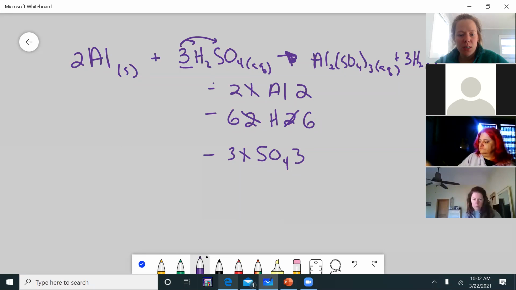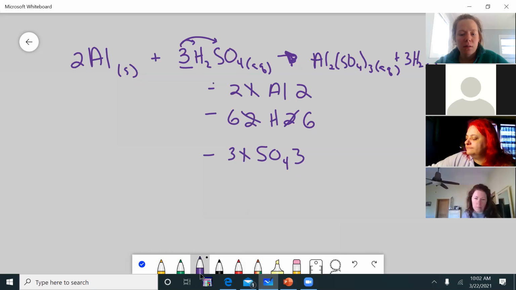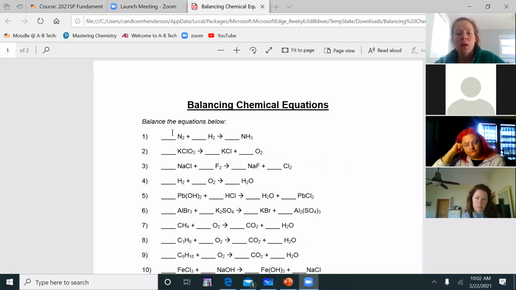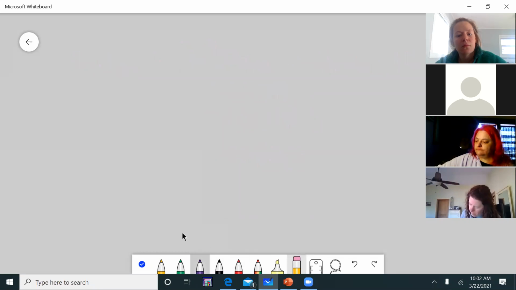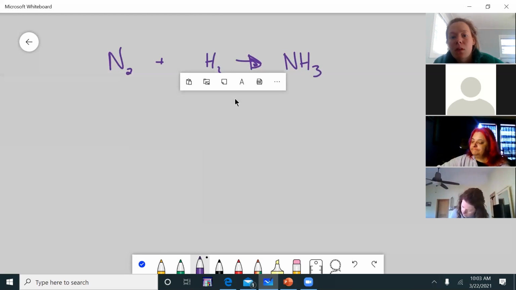I've got a sheet here. Okay, let's do a couple of these. So N2 plus H2 gives us NH3. So pretty simple equation. Nitrogen gas plus hydrogen gas come together to form ammonia.